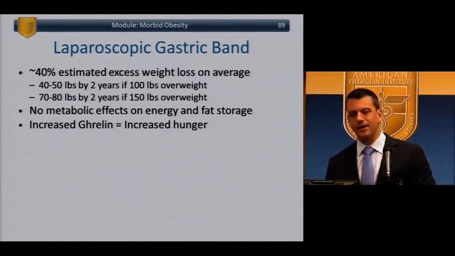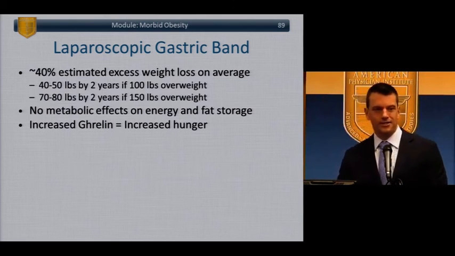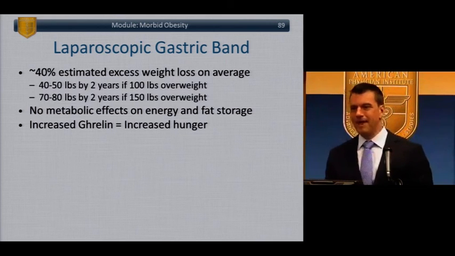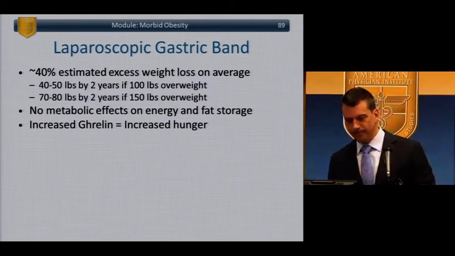Lap gastric band, only about 40% of the excess weight loss on average. These are adjustable, so the degree of restriction can be changed. These actually increase ghrelin, which increases hunger. So that may be part of the reason that this doesn't do as well as one would expect.